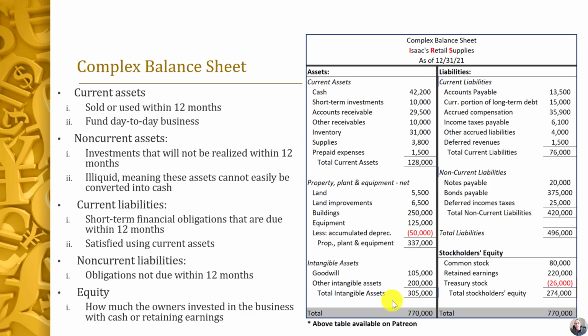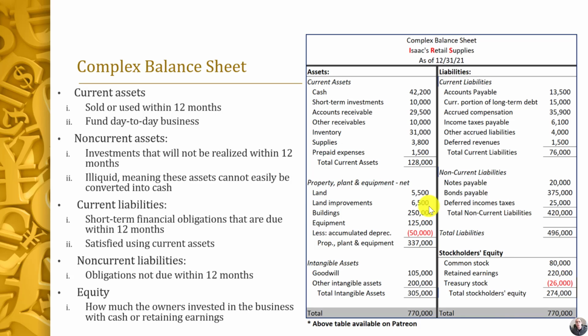We have goodwill of $105,000 and other intangibles of $200,000. Other intangibles might be copyrights or trademarks, or it could be something else. Goodwill is the premium you pay when you acquire another company. Let me give you an example. Let's pretend a bigger company acquired Isaacs, and they paid $374,000 for this company. But Isaacs is only worth $274,000. They paid $100,000 more than it's worth.